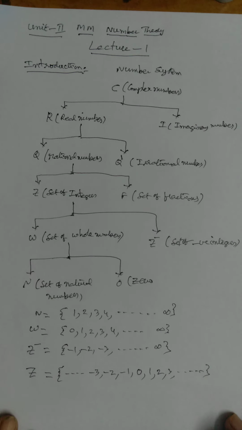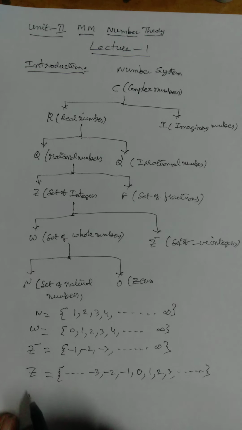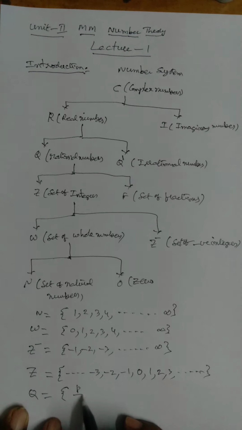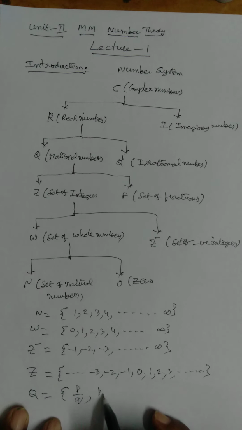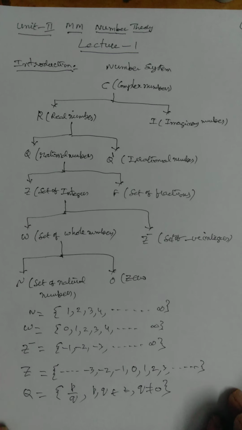This is our Z. Fractions, already we know fractions. Set of fractions, 3 types: proper fractions, improper fractions, mixed fractions, etc. Q, set of rational numbers, P by Q form. P, Q belongs to Z, but Q not equal to 0. This is the definition of rational number.